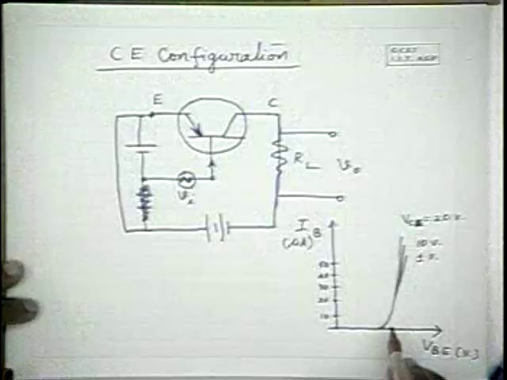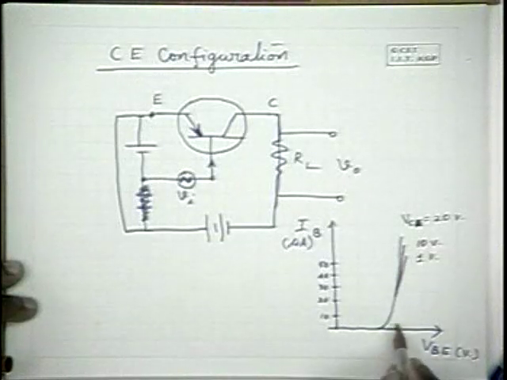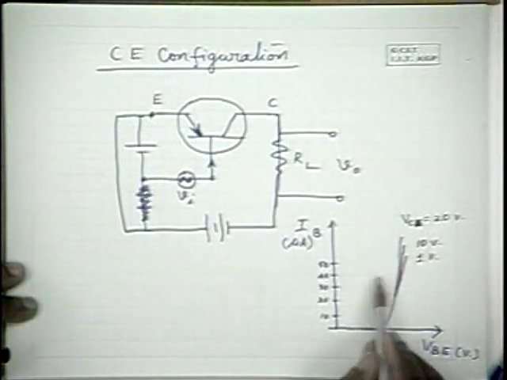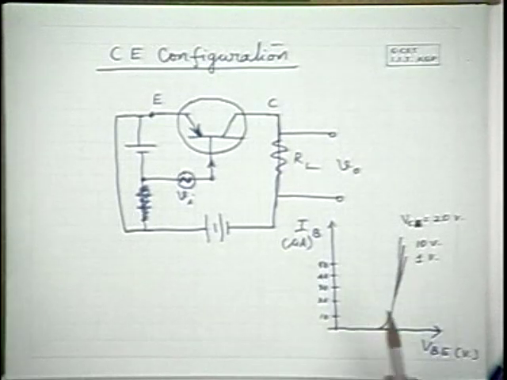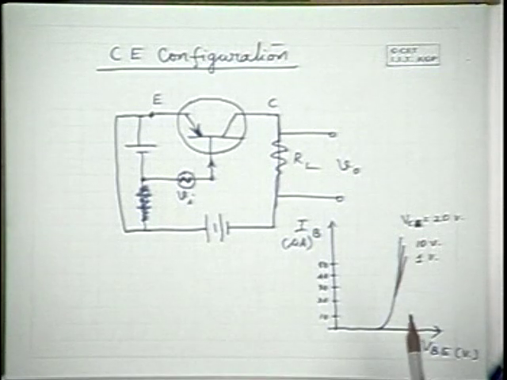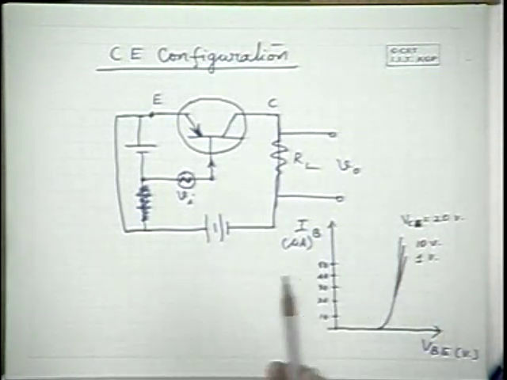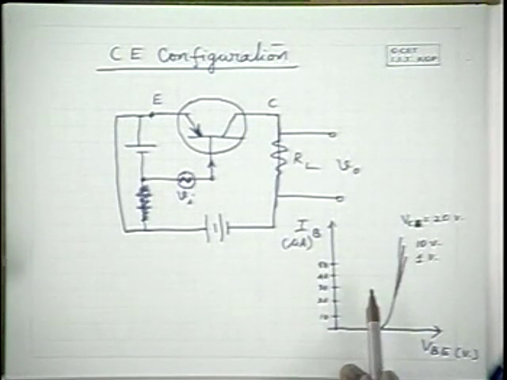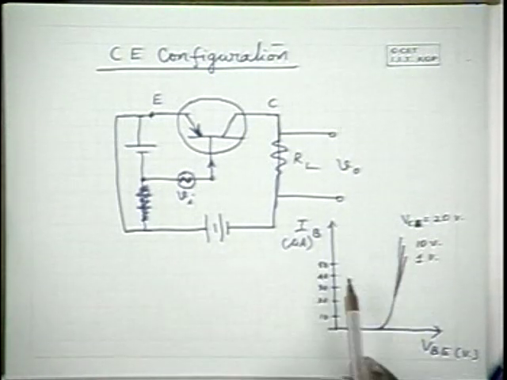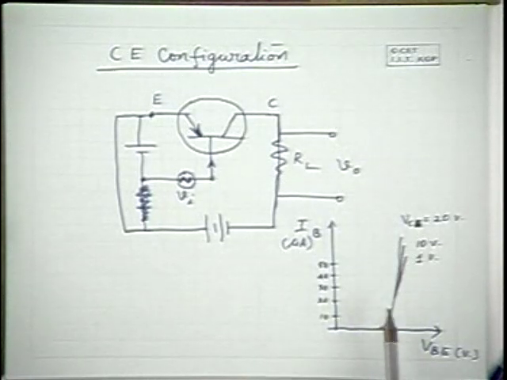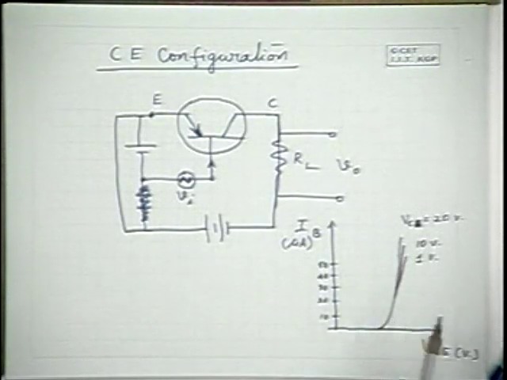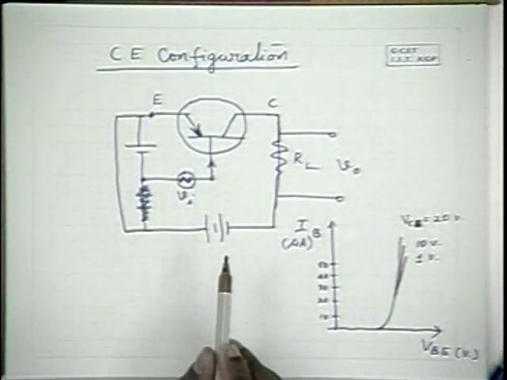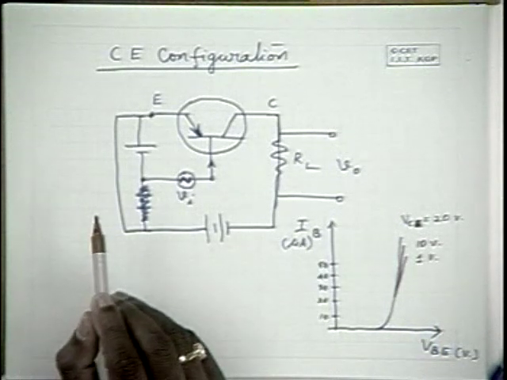Now please note that with 10 millivolts of signal here, the current variation was of the order of 1 milliampere or 0.1 milliampere in the case of the CB configuration. Now it is going to be of the order of microamperes, a few tens of microamperes. Therefore, in this case, the slope is going to be higher than that of the common base configuration.